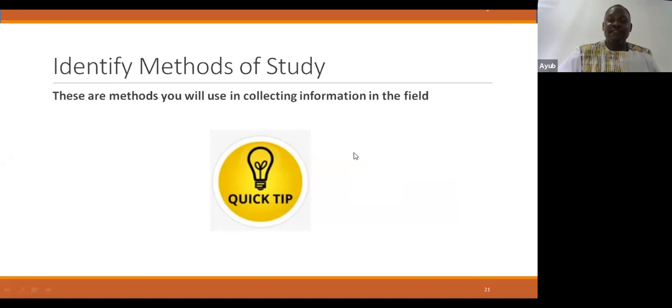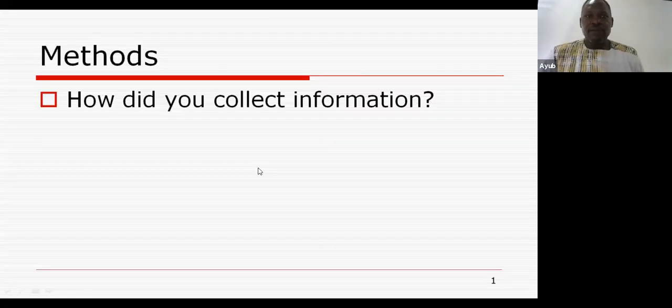Next, you must identify the methods that you are going to use. And at this time, we are going to look at the methods that we use for collecting data in the field.